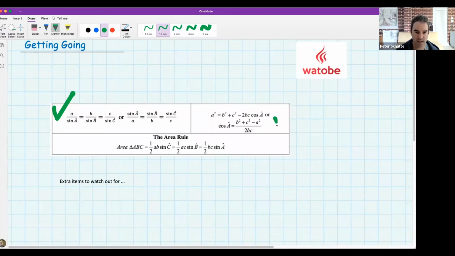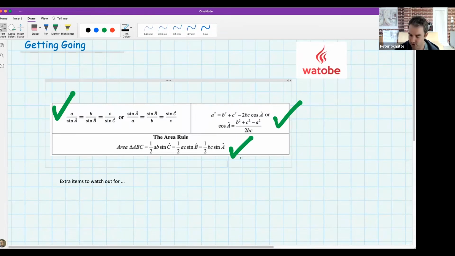The second one over here is the cos rule. We can also use it to find sides or angles, but it depends on what information we're given as to which rule we will use. And then the last thing is the area rule, which allows us to find the area of any triangle as long as we've got 2 sides and an included angle.